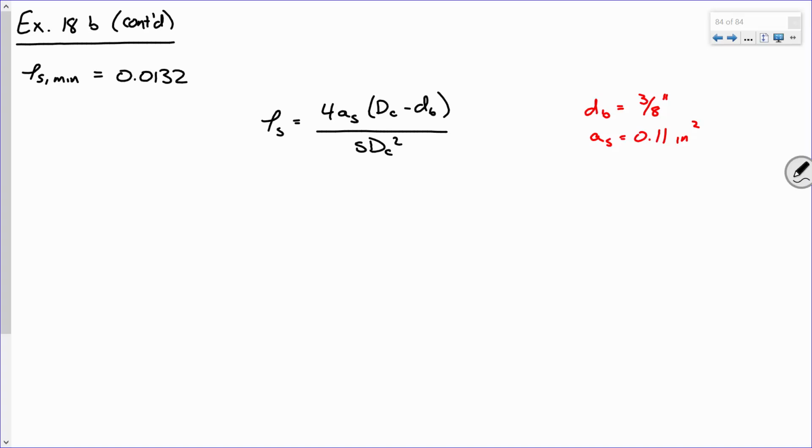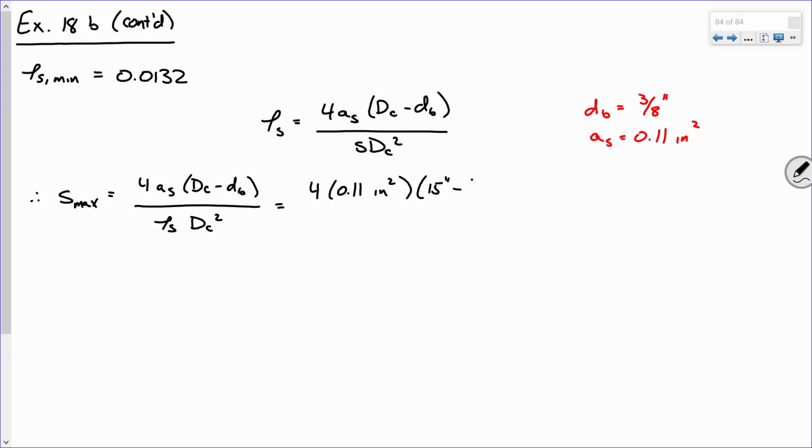I'm going to say, therefore my S max is just 4 times 0.11 inches squared, over 15 inches minus 3/8, times 0.0132, times 15 inches squared, which is plug and chug, and that gives you 2.167 inches.